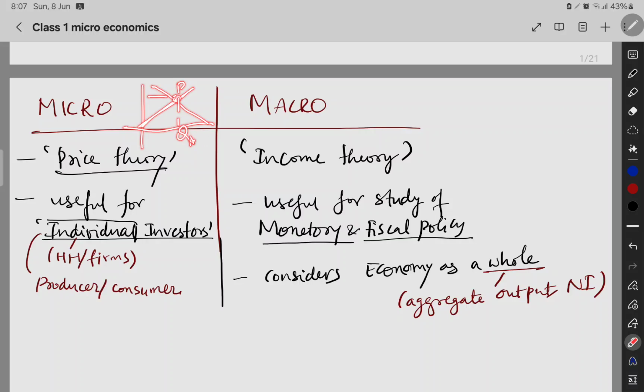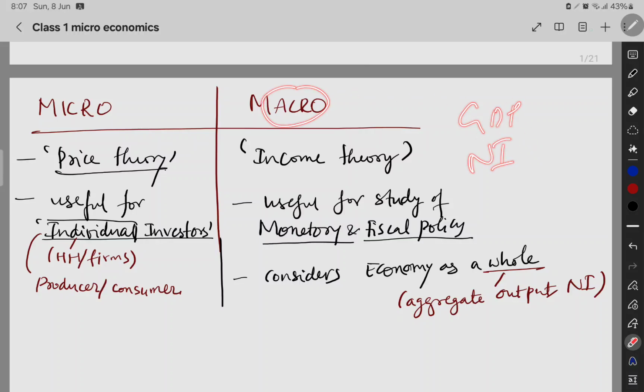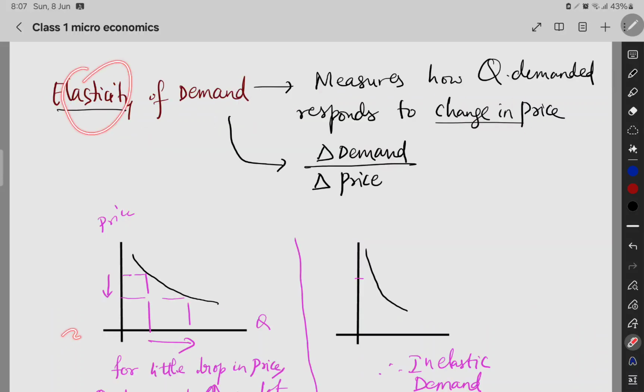So this price theory is used in microeconomics, and this theory is beneficial for studying the economy of individual investors such as households, firms, producers or consumers. Whereas macroeconomics deals with studies like monetary policy by RBI and fiscal policy of government. So all these things are related to macroeconomics. GDP, national income, they all come under macroeconomics. Now let us see what is elasticity.